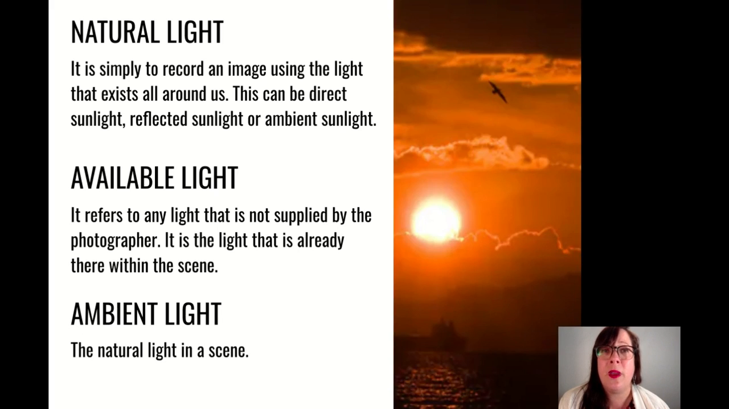Natural light is a term that we really need to know for this next photo assignment. Natural light is a fancy way of pretty much talking about the light available from nature in the outdoors. Sunlight or moonlight or starlight. Available light is a term that refers to the light that is available in an environment that is not supplied by the photographer. It's light that is already within a scene. Ambient light is also another name for natural light.